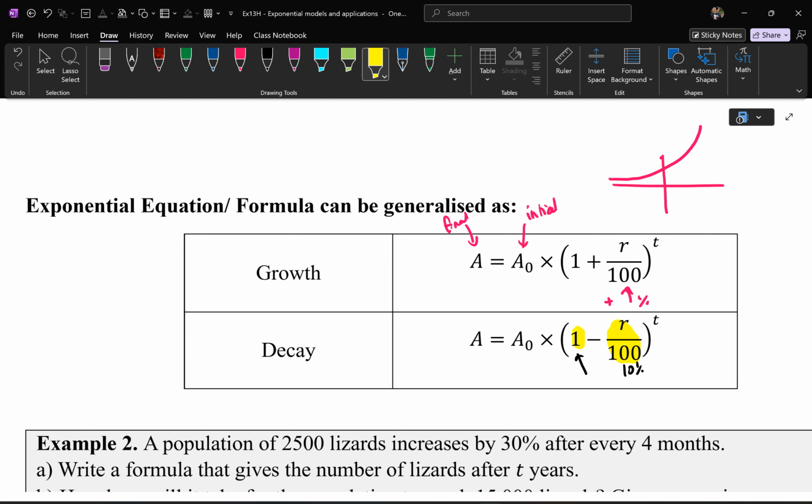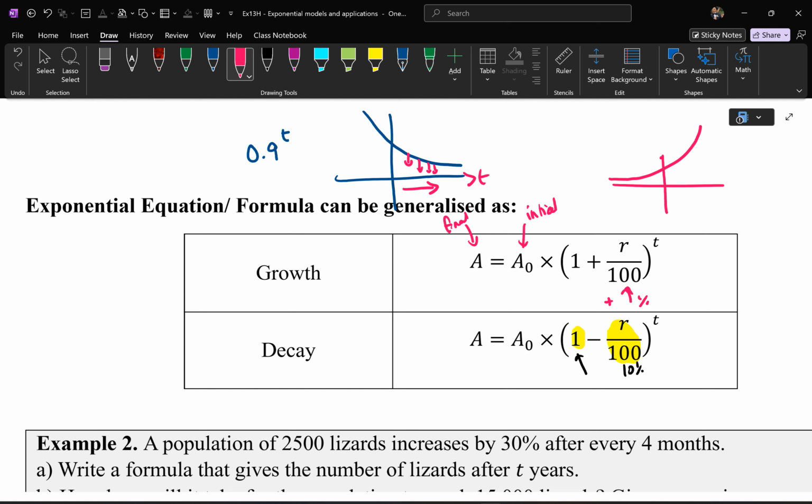Very good. Now let's think about the logic. 1 minus, let's say 10%, is 90%, right? But 90% is 0.9. If I asked you to sketch 0.9 to the power of t, remember we said if a, the base value, is between 0 and 1, if it's a fraction, it's actually a reflection along the y-axis. The graph ends up going this way, because for every year that is increasing, the value is reducing. So every year that you go in this direction, the value is dropping by 10%. So it makes sense in this graph.